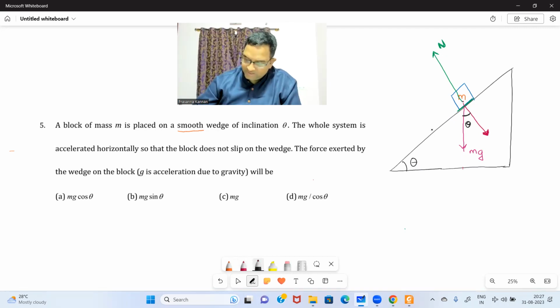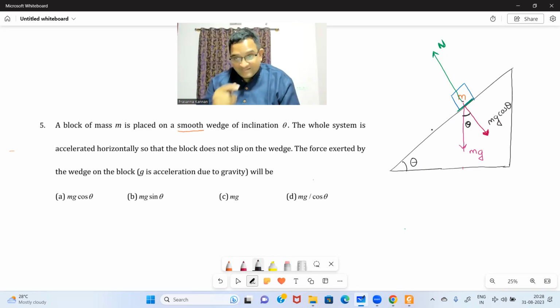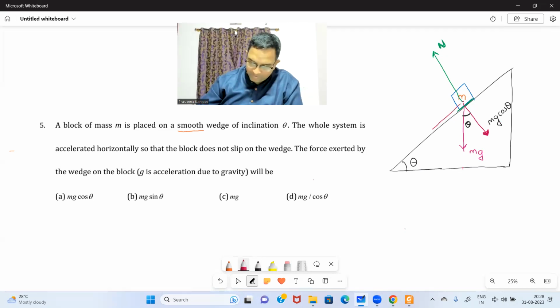How do you say that, Jerome? Why is it mg cos theta? Because the angle is actually acting on the surface, so it makes the object slide, sir. No, that's different. So the point is the vector which is touching the angle theta is cos. Yes, sir. Right. Now, what is the other component?